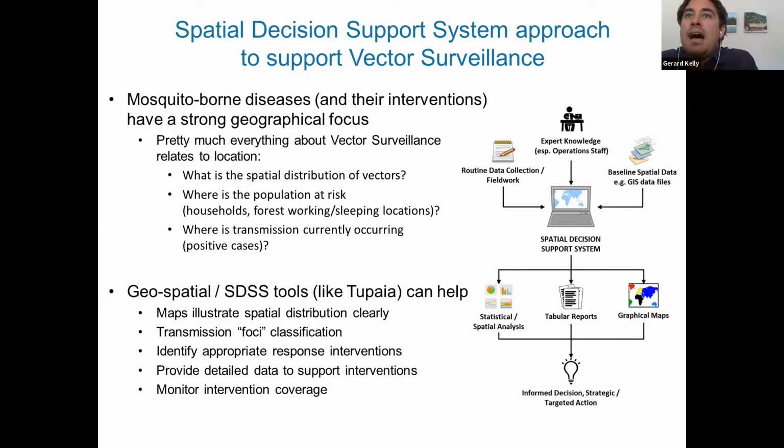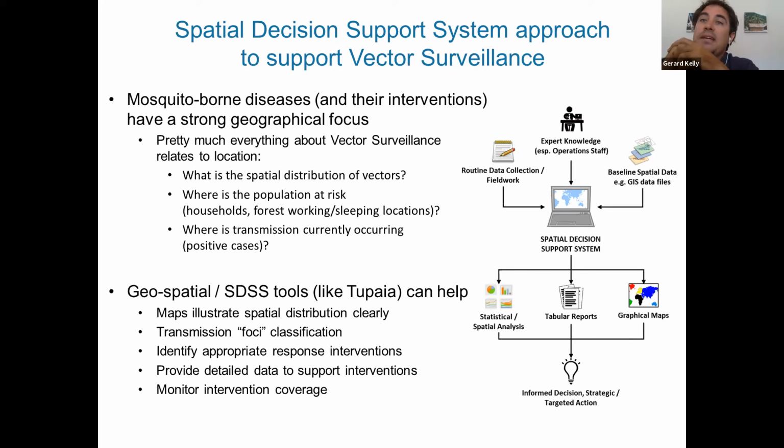And so mosquito-borne diseases and their interventions, everything about them essentially has a geographic focus. So, i.e., what is the spatial distribution of our vectors? Where are mosquitoes? Where is the population at risk?